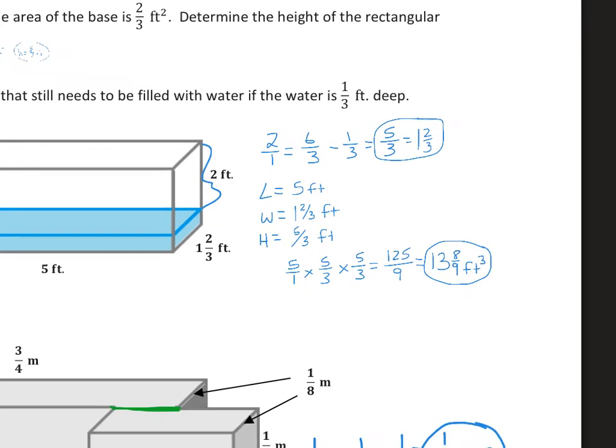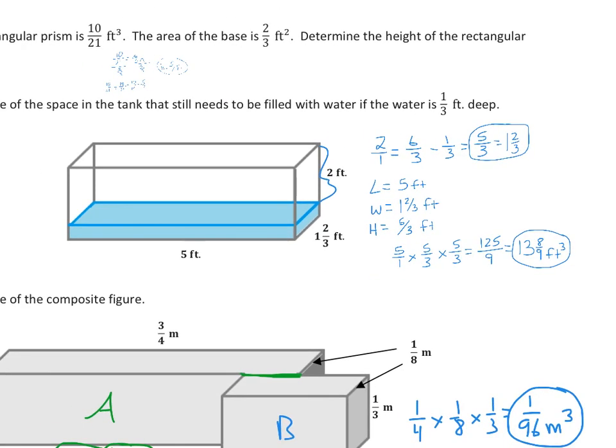So the other way you could have done it would be to find the volume of the water, since you're given 1/3 times 1 2/3 times 5, and the volume of the total, which would be 2 times 1 2/3 times 5, and then subtract the total minus the blue, and you would get that's what's left. But to me, that was a little more work.